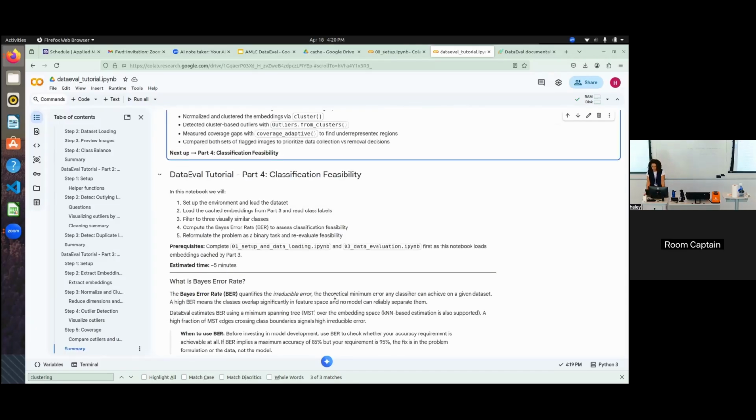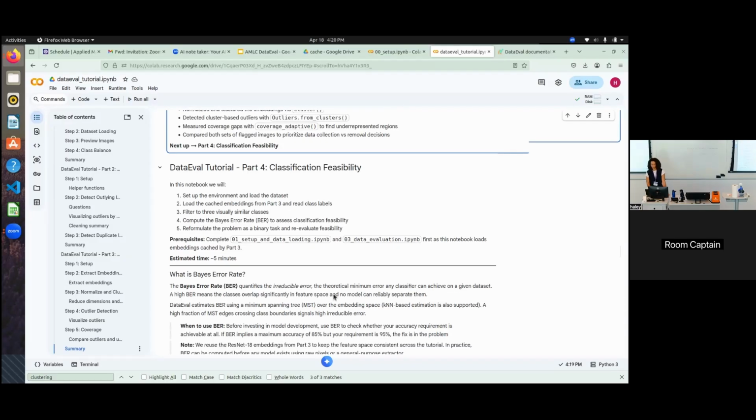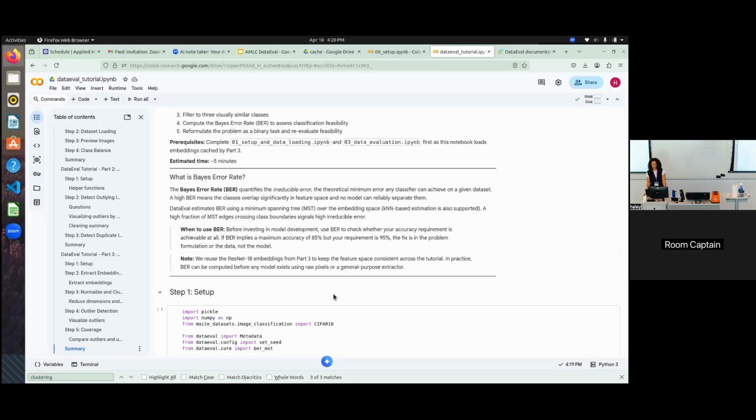Now we're getting into classification feasibility. We are going to be looking at the Bayes error rate to assess classification feasibility. If you're unfamiliar, the Bayes error rate essentially quantifies the irreducible error, the theoretical minimum error that any classifier can achieve on a given data set.